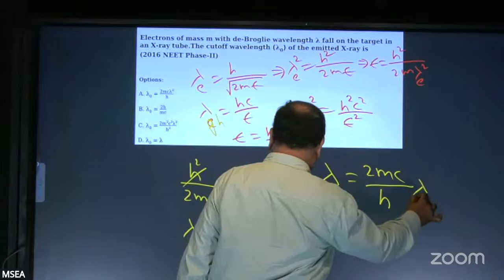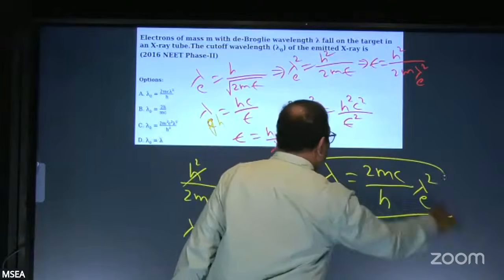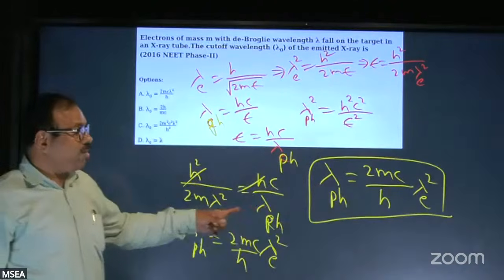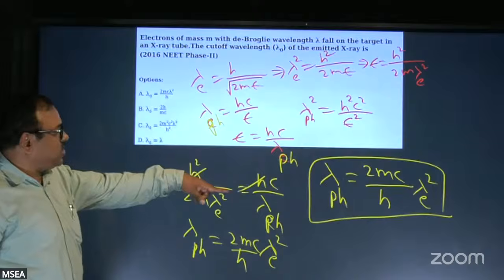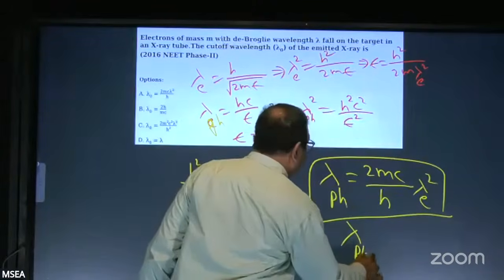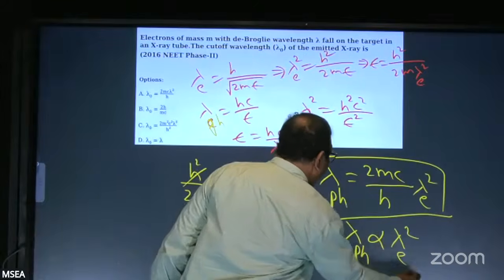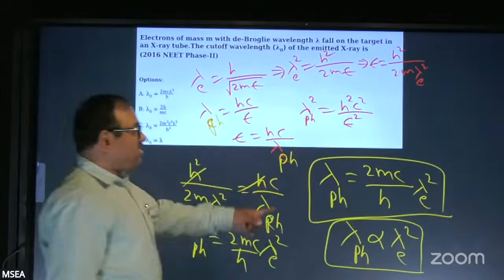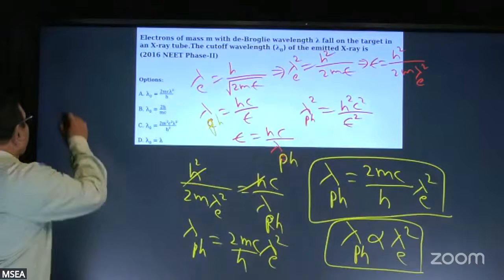Don't derive it, most important: lambda photon is equal to 2mc by h into lambda E square. You must remember lambda photon is directly proportional to lambda E square. So this is also important. What are the things you must remember?